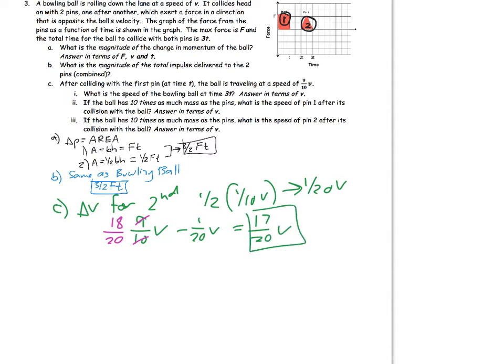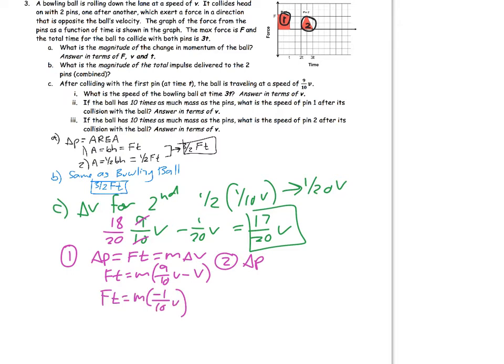We also, if we would like, can do it a little bit more formally. So after the first pin, we can say our change in momentum was ft, and what that led to was a change in the velocity. So we also know that change in momentum is mass times change in velocity. So we can say that ft is equal to mass times our change in velocity, 9/10 v minus v, or negative 1/10 v.